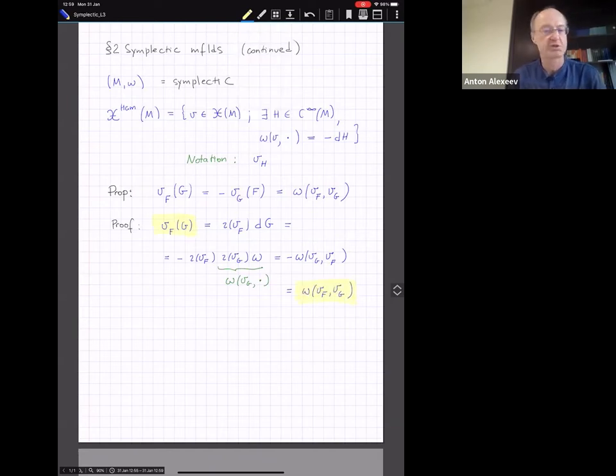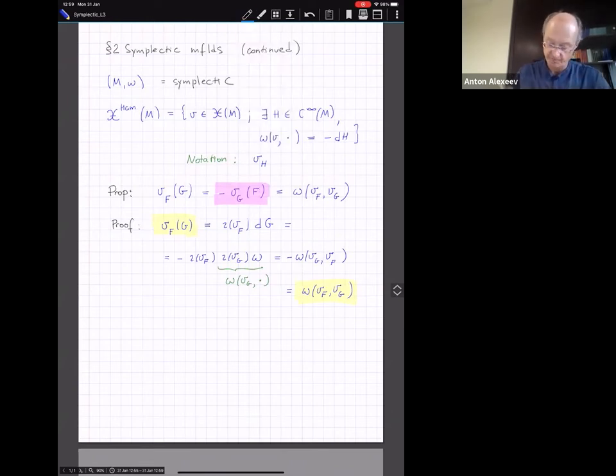And now just a similar argument, right? You can exchange f and g. The right-hand side is skew-symmetric. This means that you just have to change the sign. So I don't need a separate proof for this middle term.